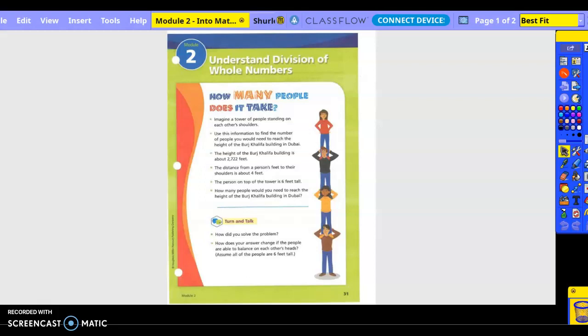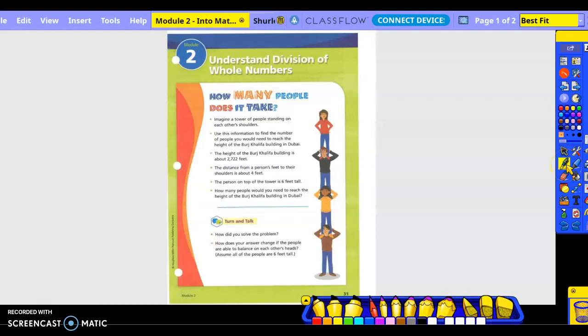building in Dubai. The height of this building is 2,722 feet. The distance from a person's feet to their shoulders is about 4 feet. The person on top of the tower is about 6 feet tall. How many people would you need to reach the height of the building in Dubai?